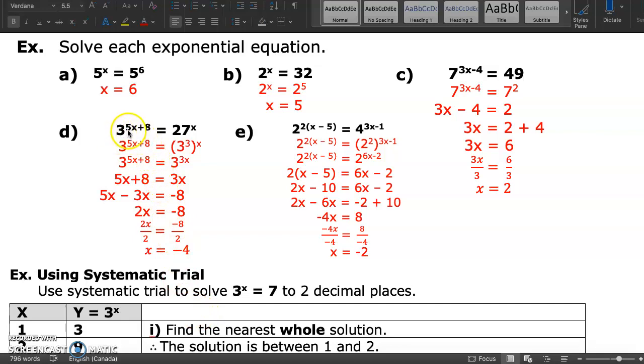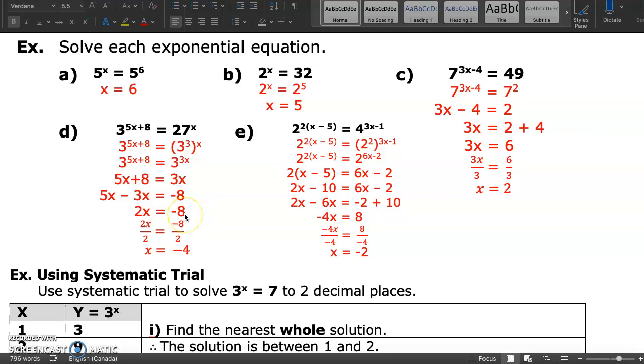3 to the 5x plus 8 is equal to 27x. Now, if we need to get the same base, 3 to the power 3 is equal to 27. Now notice that x is on the outside, so we have to apply the power of a power rule, which states that 3 to the power 3 raised to another power, we can multiply those exponents. It would be 3x. Now we have a common base and we can equate the exponents, meaning the only time that this is true is when 5x plus 8 is equal to 3x, this statement here. Opposite operation, subtract 8 from each side.